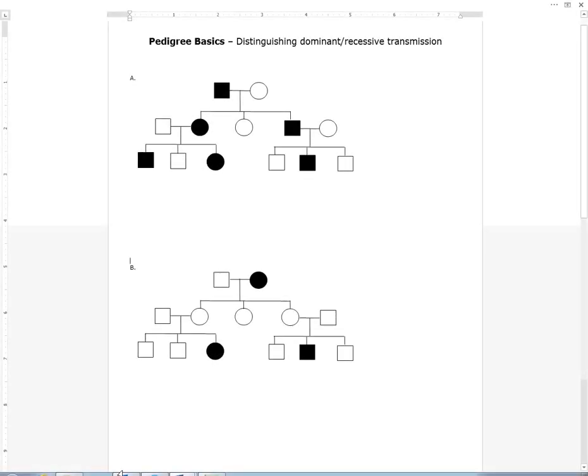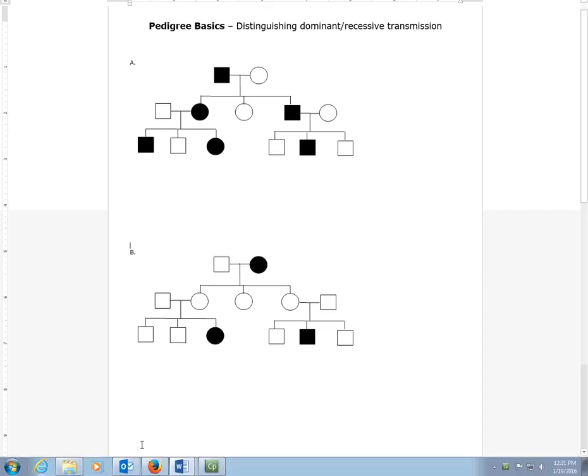Hi, this is Jill Bittner, and the purpose of this short video is to begin the process of learning how to approach a pedigree problem in genetics. For this video, I'll be showing you how to determine whether or not a pedigree is showing dominant transmission of an unusual allele for an unusual trait or recessive transmission.